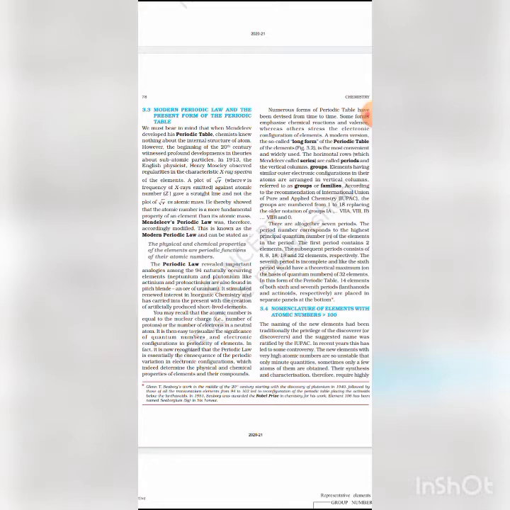Prediction of properties of elements could be made with more precision when elements were arranged on the basis of increasing atomic number. So the modern periodic table is based upon the modern periodic law. Many efforts have been made to improve the periodic table. This periodic table is sometimes referred to as Bohr's table because it apparently follows Bohr's theory of electronic arrangement in the various types of elements.